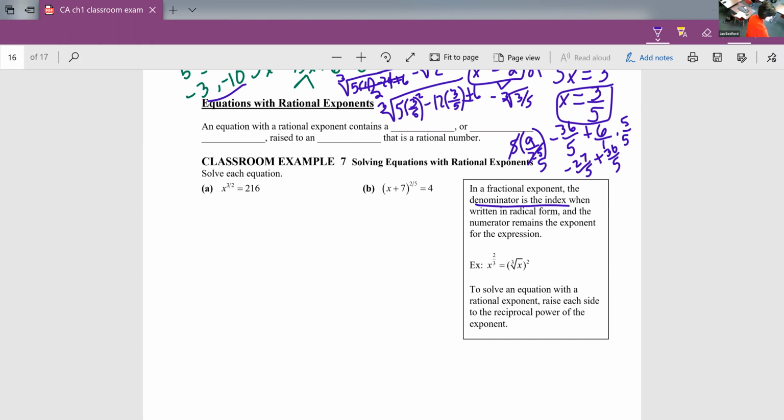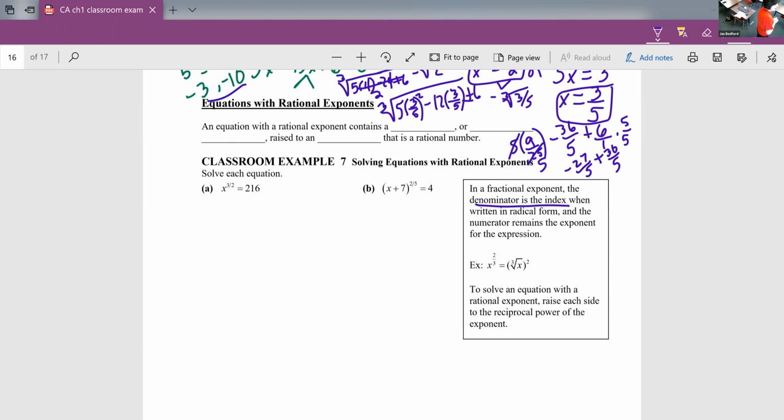So in other words, this 3, because it's in the denominator of the fraction, has to go in the little corner of the radical sign. So your denominator is always the index. The numerator just stays as an exponent. So this would be the same thing as taking the cubed root of x, and then you could square that, okay? Sometimes that helps us clean things up, sometimes not. It just depends on what we're working with.